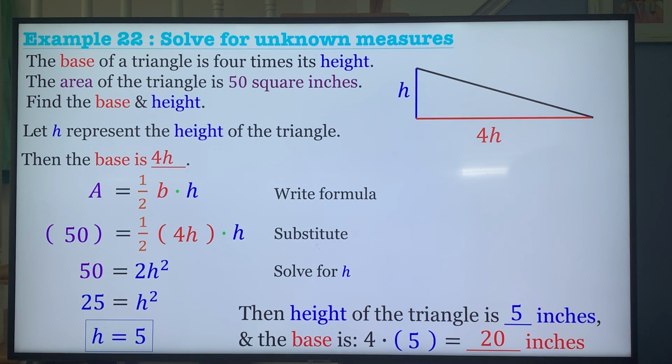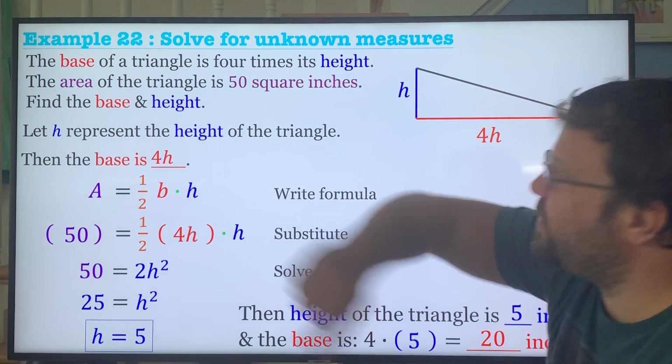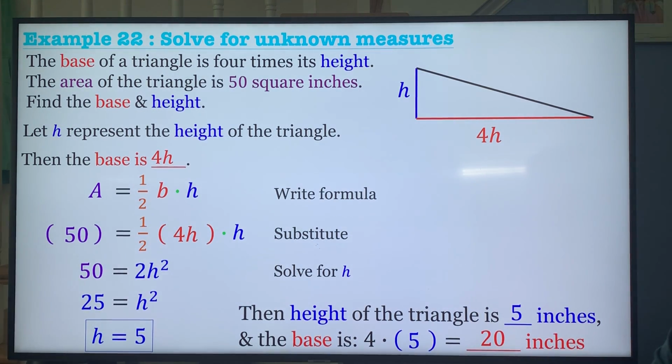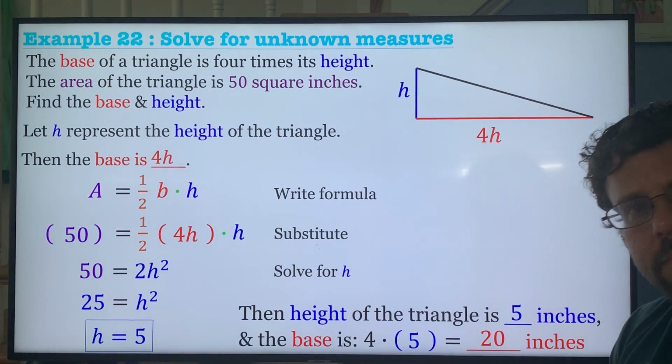Real quick, what's the area? If you're using a calculator, you're wrong, because it's right there. It's 50. Half of 20 times 5 is indeed 50. Right?